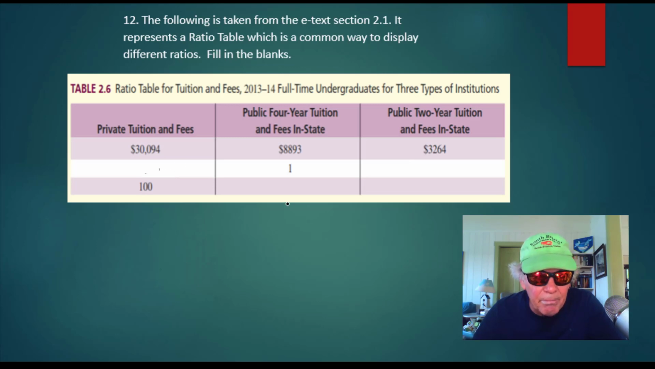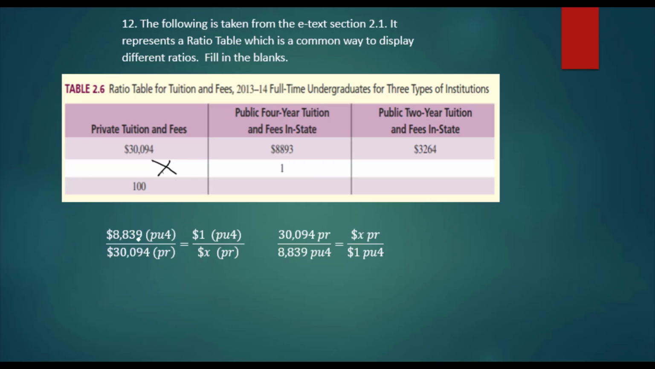So these are the empty boxes that we need to put numbers in. Now let's say we're going to put a number here first, right here, X. So I have the ratio between private tuition and public four-year tuition in state. There's the ratio, and I want another ratio with public four-year tuition scaled to 1. Right, so that's what I'm doing, and I'm going to put it up. So I put it in both ways.